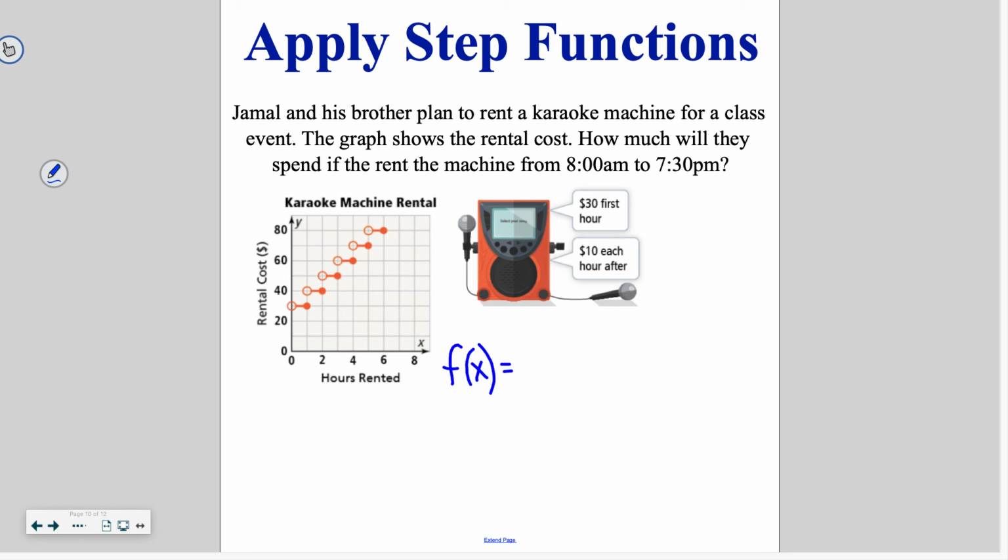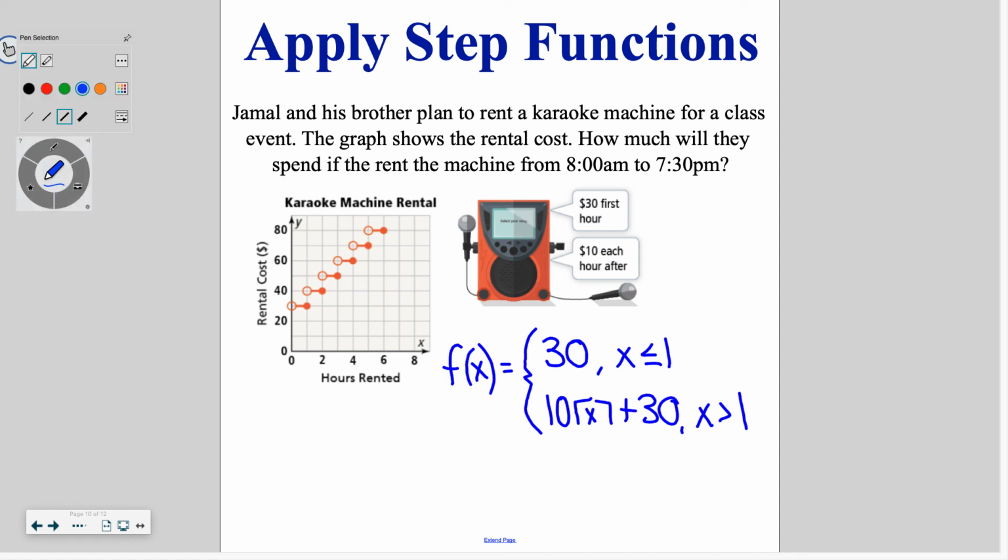It says for the first hour, it's $30. So that's $30 if x is less than or equal to 1, because they could rent it for a half an hour. The second part of our function says $10 an hour after 1 hour. So we've got 10, and then we're going to use the ceiling, because they're going to charge us for the full hour. So whether it's 1.5 hours or the full 2 hours, it's still going to give us that same cost. So 10 times the ceiling of x plus 30 for any hours greater than 1. So that's how we can write the function based off of our graph.